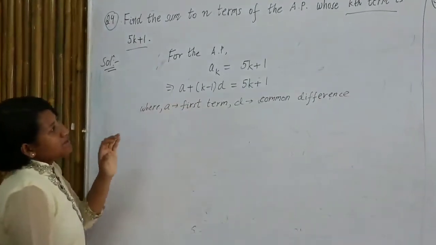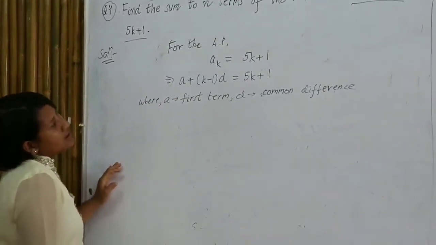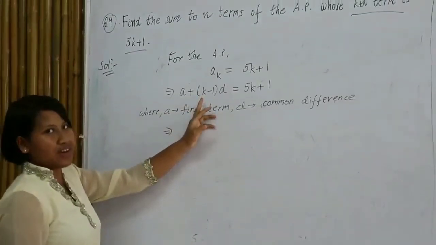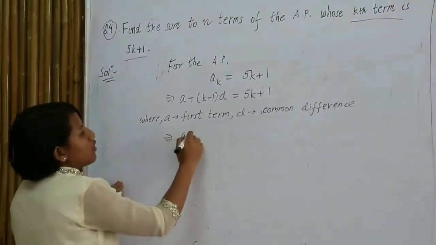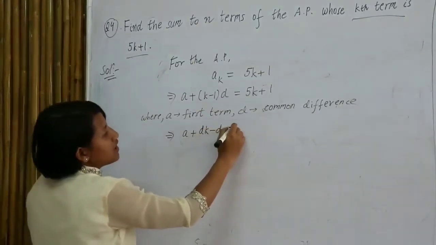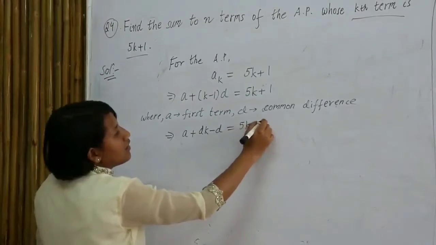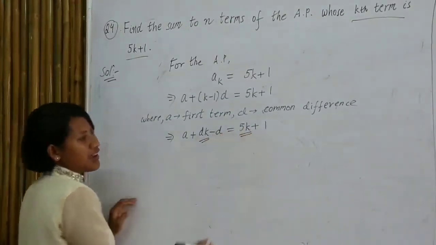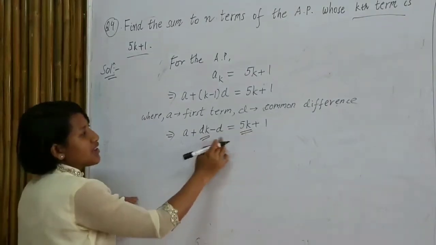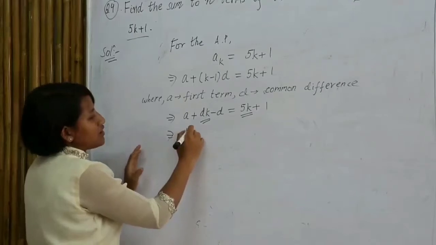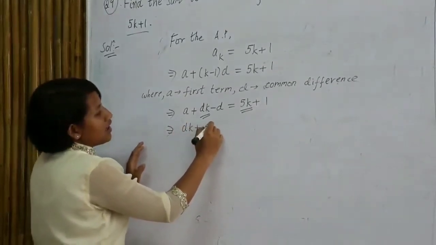Then you bring the terms which contain k. You multiply first, this dk minus d. Okay, then if you check this and this, what you try to bring forward is dk plus a minus d.